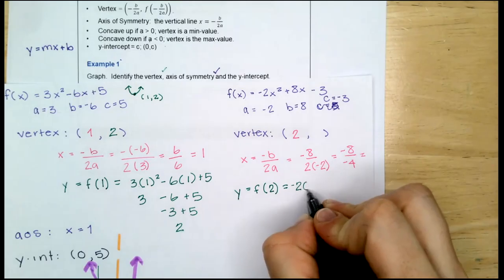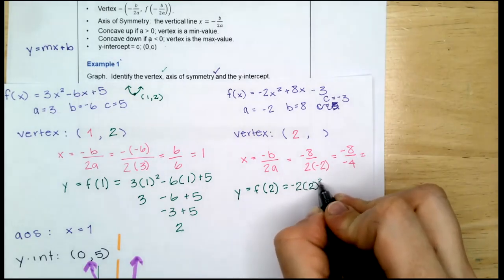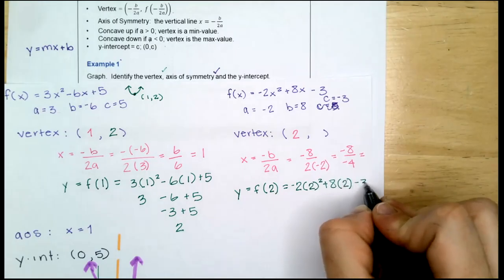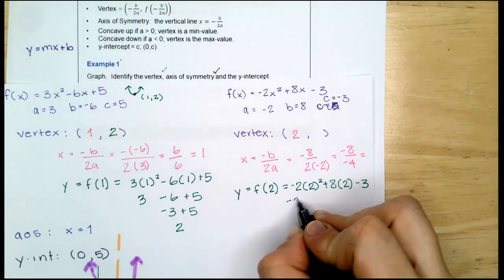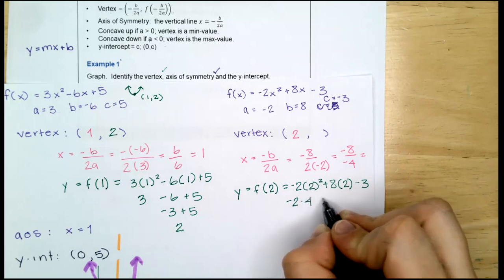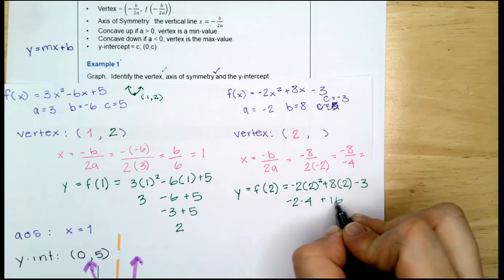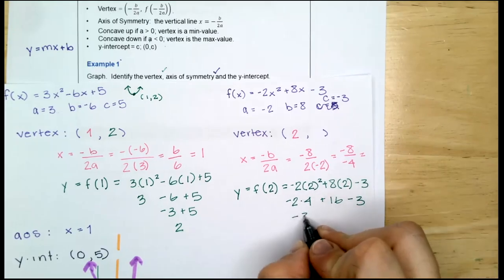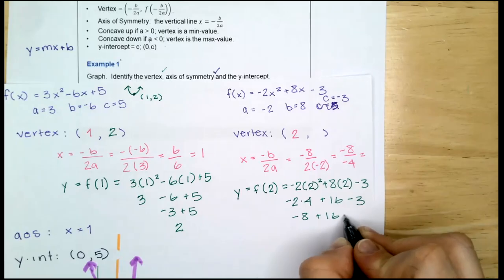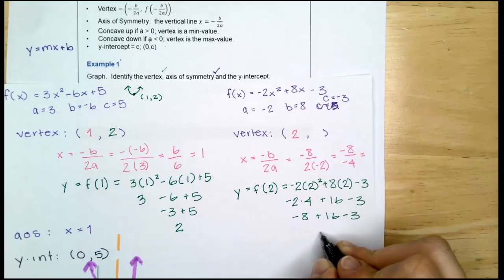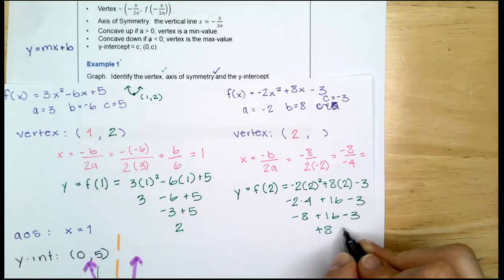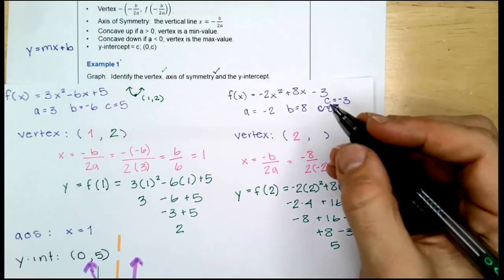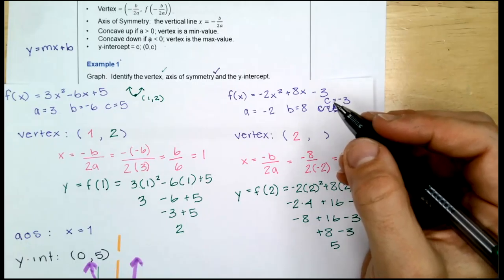Negative 2 times 2 squared plus 8 times 2 minus 3. 2 squared is 4, so negative 2 times 4 plus 8 times 2 is 16 minus 3. Negative 2 times 4 is a negative 8, plus 16, minus 3. Negative 8 plus 16 is a positive 8, minus 3, so that's just 5. So the vertex here is going to be 2, 5. Okay?